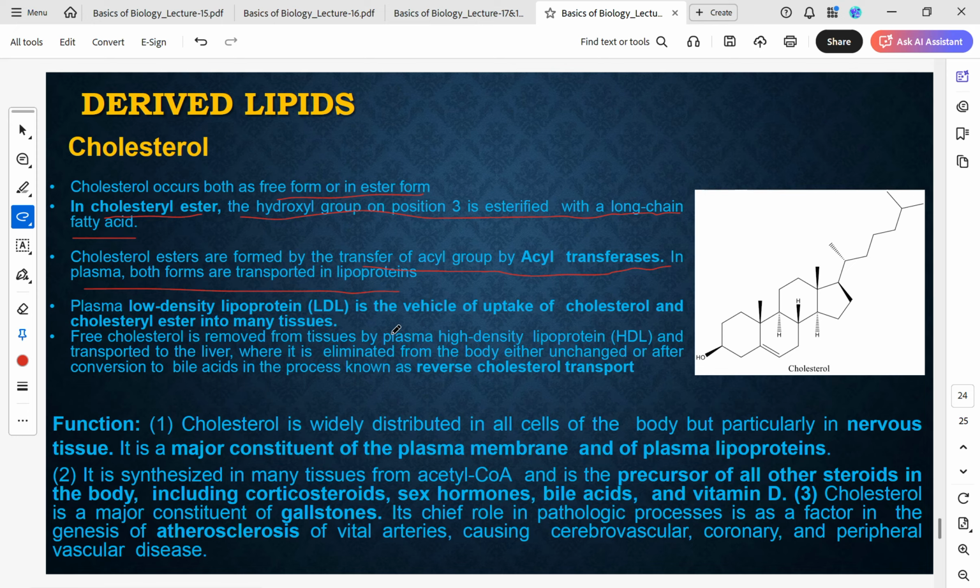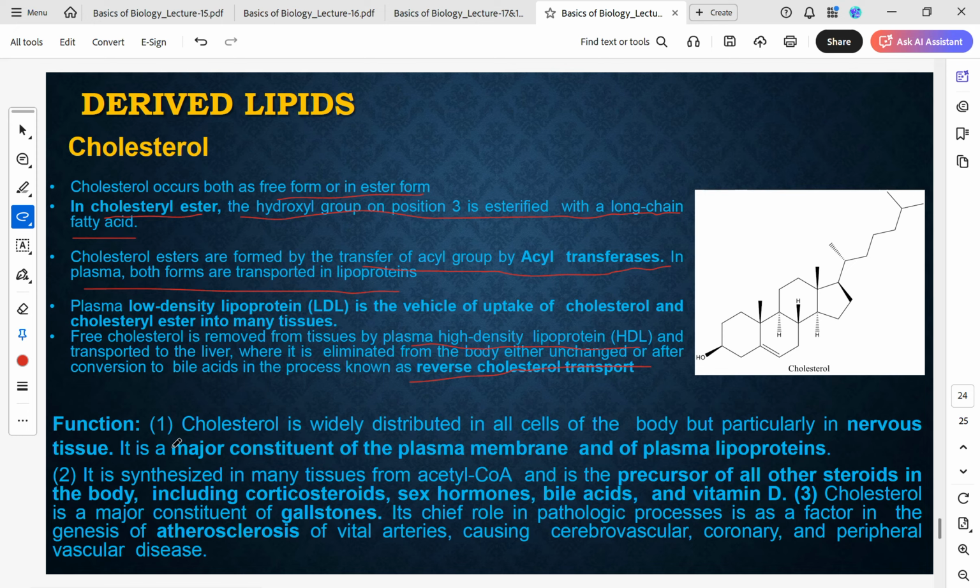Plasma low density lipoprotein is the vehicle for uptake of cholesterol and cholesterol ester into many tissues. The reverse, the shuffling of free cholesterol from tissues, happens by high density lipoproteins, where they are transported to liver, where it is eliminated from the body unchanged or after conversion to bile acids in a process known as reverse cholesterol transport.